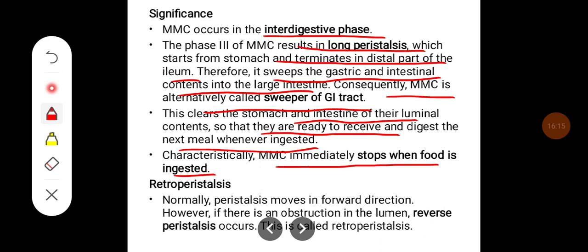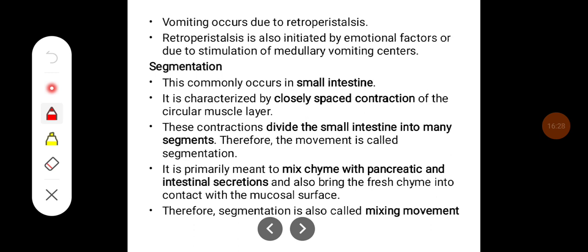Retroperistalsis. Usually peristalsis moves in a forward direction. However, if there is an obstruction in the lumen, reverse peristalsis can occur, and this is called as retroperistalsis. Vomiting occurs due to retroperistalsis. Retroperistalsis is also initiated by emotional factors or due to stimulation of medullary vomiting center.